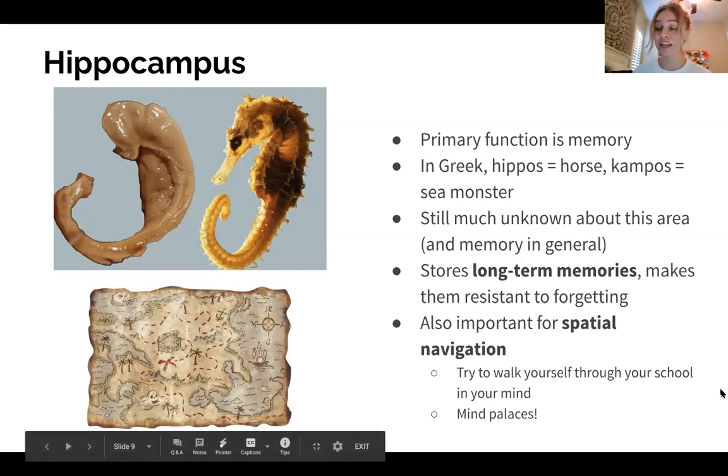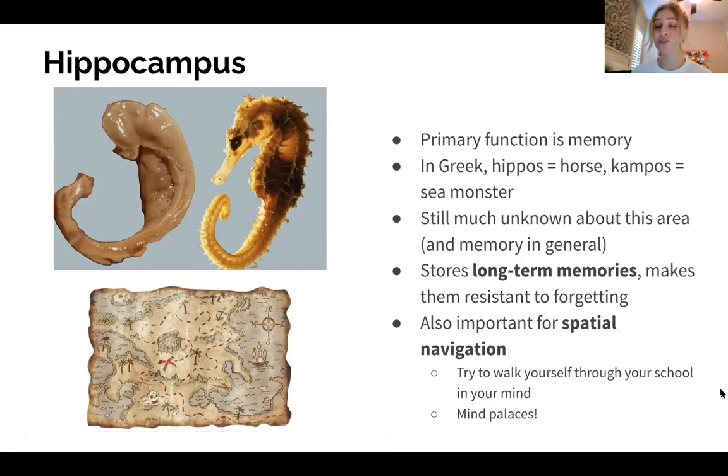The hippocampus is also important for spatial navigation. So to better illustrate what this means, try to walk yourself through your school in your mind. You're walking down a hallway, walking past classrooms. Well, that's spatial navigation. It basically has to do with how you navigate through space. And there's a really interesting phenomenon called mind palaces, which is basically rooms in your brain that you create, and different maps that you create in your brain to better navigate through thoughts and places in time.